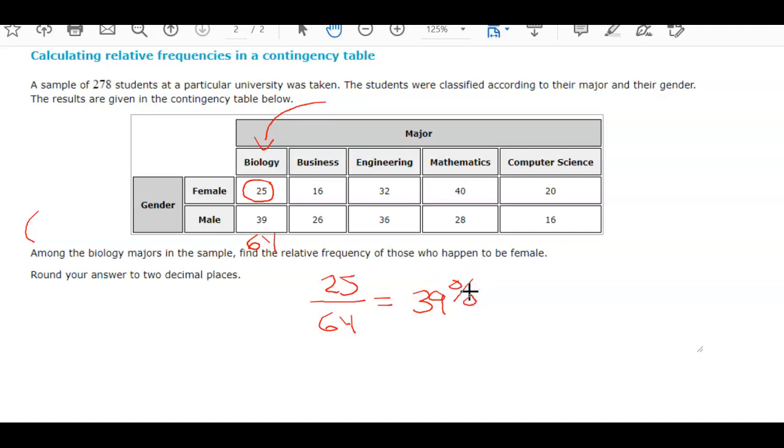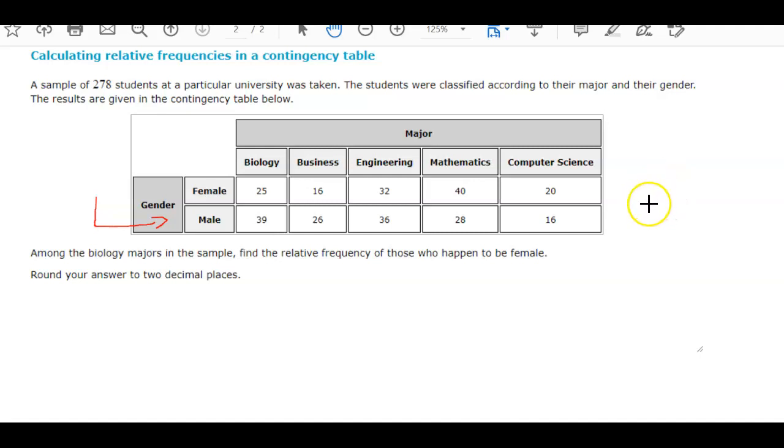Okay? Now, sometimes you guys are going to get questions where they might be a little bit different. So let's just make up another one. So let's say that they want us to find the male students that happen to be engineering majors. So we would find all the male students first. So let's go ahead and add up all the male students. So we'd have a 39. We'd have a 26, we'd have a 36, we'd have a 28, and we'd have a 16. So if I added up all the male students, I'd end up with 145.